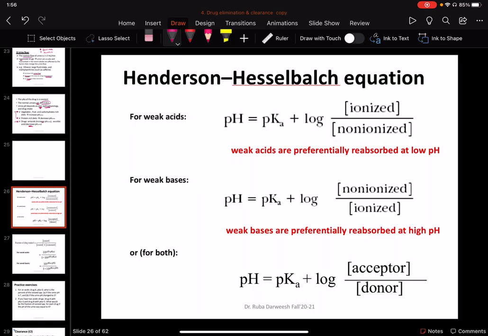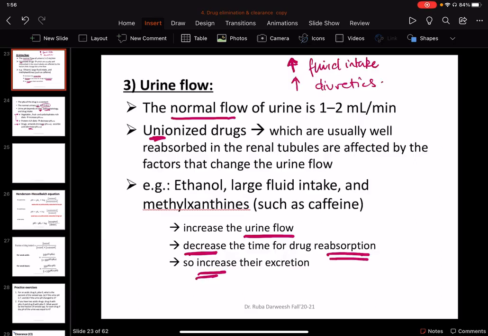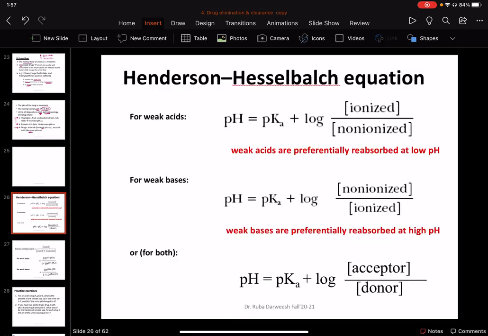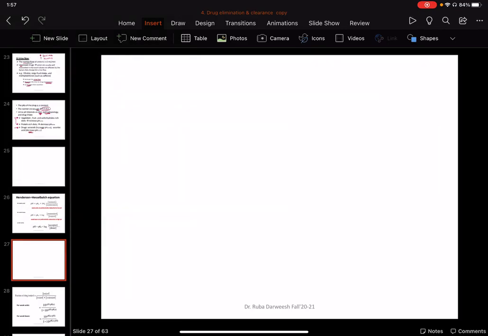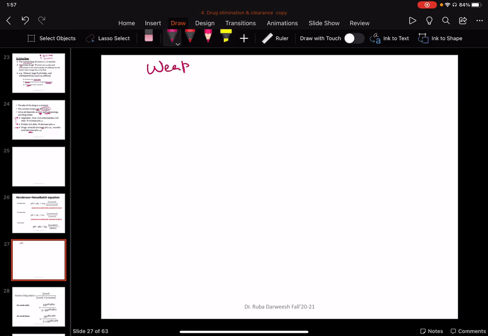This is explained, principle-wise or math-wise, through what we call the Henderson-Hasselbalch equation, the pH partition theory, which I will explain step by step to make it easier for you to understand and follow me. I will talk about weak acids, and everything for weak bases would be the opposite.